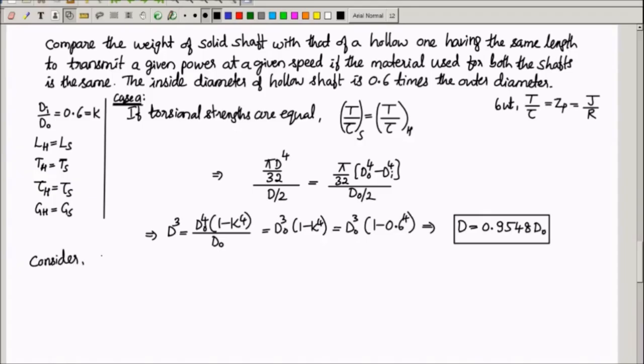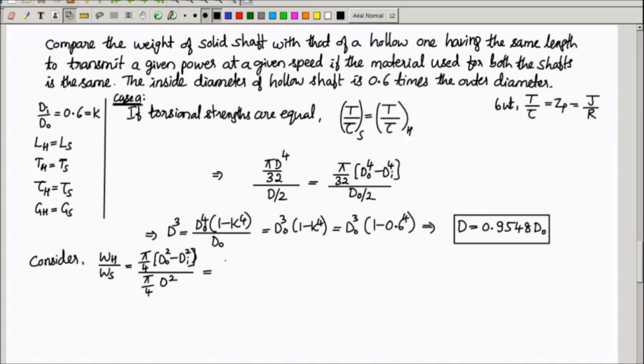So consider, I will write it as weight of hollow shaft divided by weight of solid shaft. You know that weight is volume into density into gravity, and density and gravity are same for both. So volume will come into picture. In volume also, area into length. Length is same, so only area will come into picture here. So area of hollow shaft is pi by 4 into d naught square minus di square, divided by area of solid shaft, which is pi by 4 into d square.